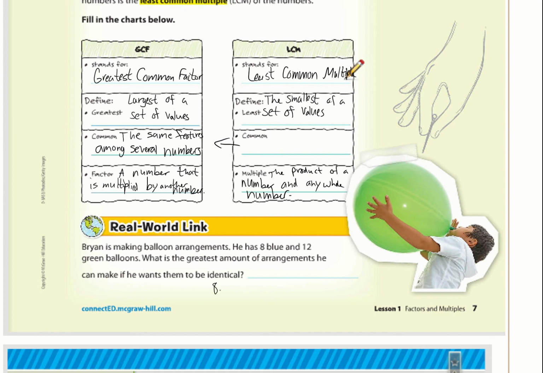So the factors of 8 are going to be 1 times 8 and 2 times 4. Those are the factors of 8. The factors of 12 are going to be 1 times 12, 2 times 6, and 3 times 4. Those are the factors of 12. So what are the greatest ones that are common? It's going to be 4. 4 is the biggest number that is common amongst both 8 and 12. So this is going to be 4 arrangements. So just a reminder, a factor is a number that is multiplied by another number. So 1 times 8, 2 times 4, those are factors.